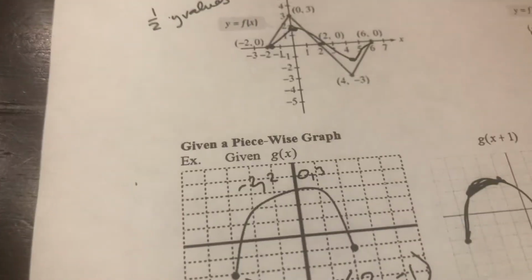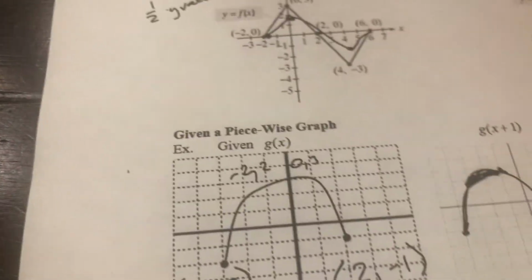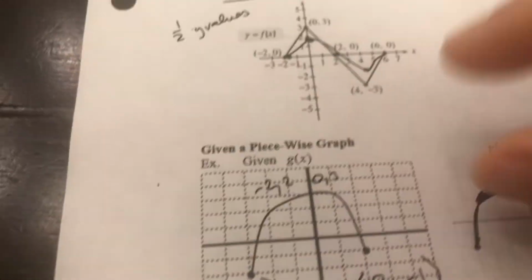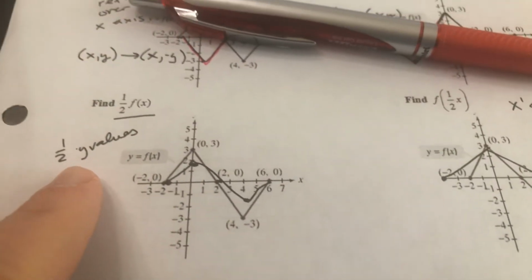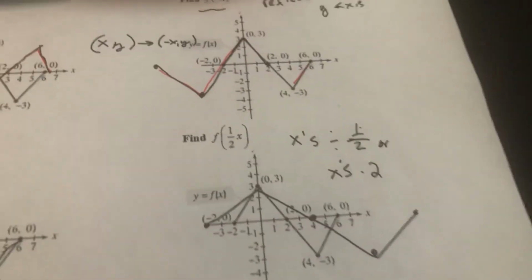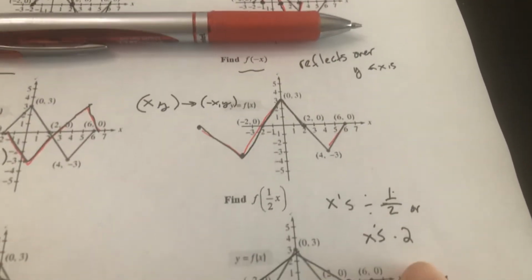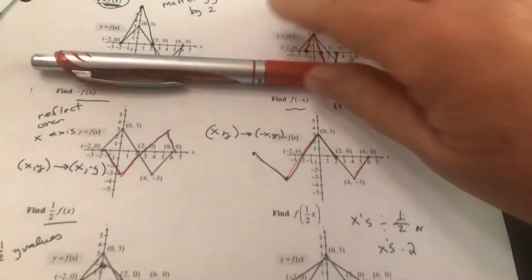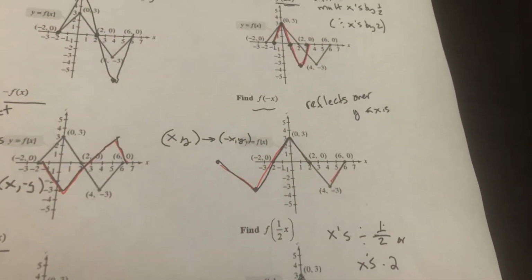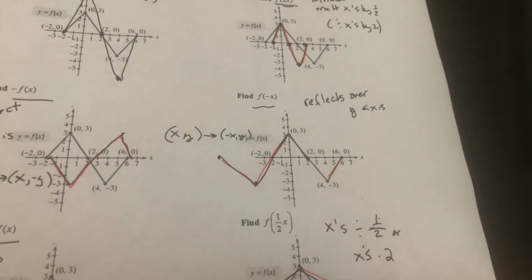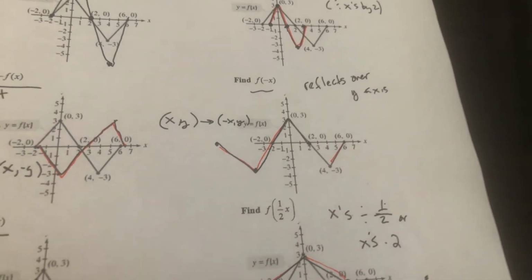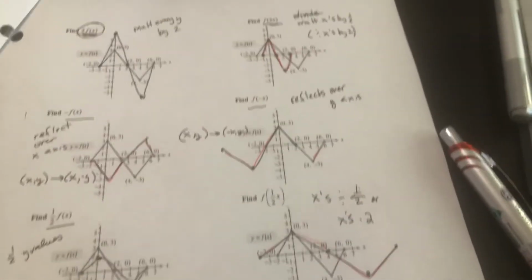So if the number's in front, remember that affects how tall the sine graph is. So all the y values get multiplied by a half. But if the number's on the inside, that's going to affect the x values. So you have to divide by 1/2, which is of course the same thing as multiplying by 2. So the original I'll keep in black, and the one where I multiplied all the x values by 2, I put in red.